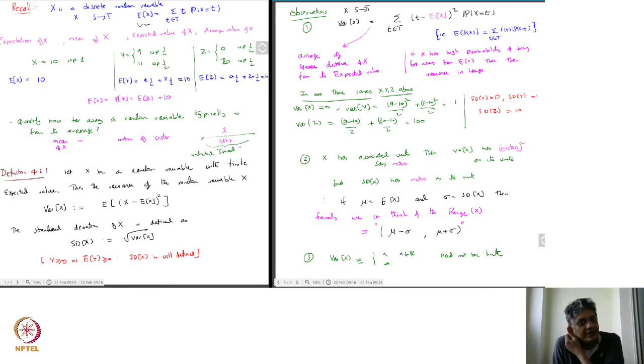Now let me show you one property of variance, and then see how one understands how far a random variable can be from its range. How does one use this idea of variance? Let's try and understand that.